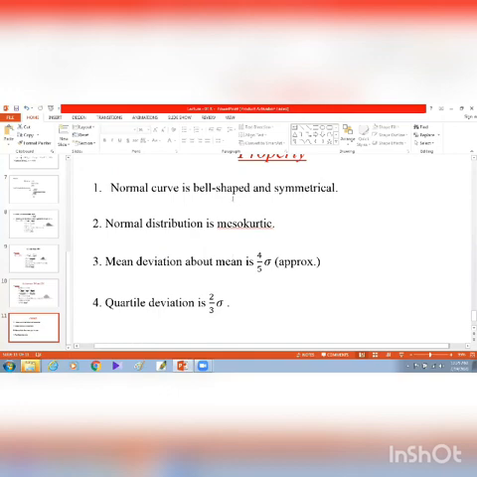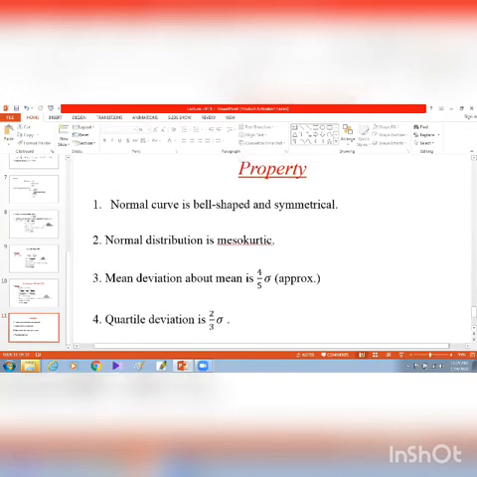Mainly there are three important properties mentioned here. The normal curve is bell shaped and symmetrical. The normal distribution is mesokurtic. The mean deviation about the mean is approximately 4 divided by 5 sigma, and the quartile deviation is approximately 2 divided by 3 sigma. So these properties of the distribution will be explained in detail in the next classes.